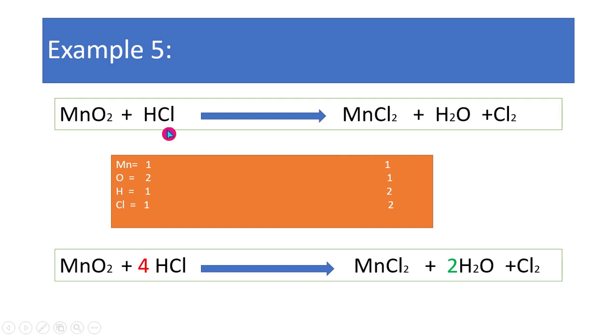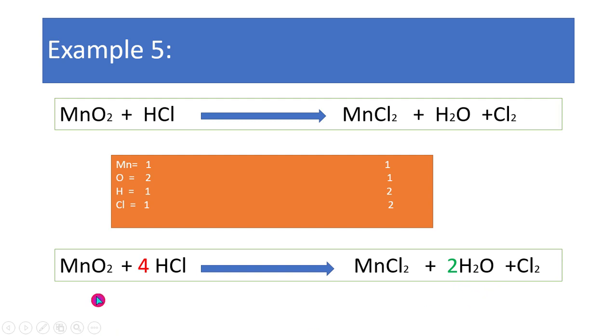The number of chlorine atoms are 4 towards the products, and the number of chlorine atoms are 1 towards the reactants. So we will use the coefficient 4 here, so that the number of chlorine atoms become 4 towards both sides, towards the reactants as well as towards the products. And then we check about the number of oxygen atoms. Towards the reactants, the number of oxygen atoms are 2, and towards the products, the number of oxygen atoms are 1. So we use the coefficient 2 here, so that the number of oxygen atoms become same.